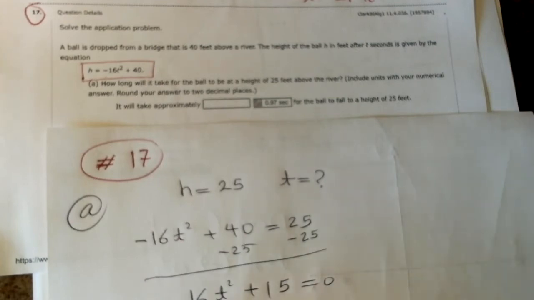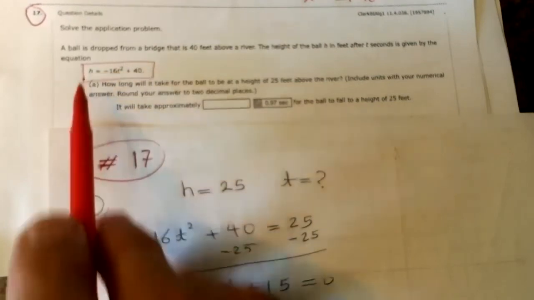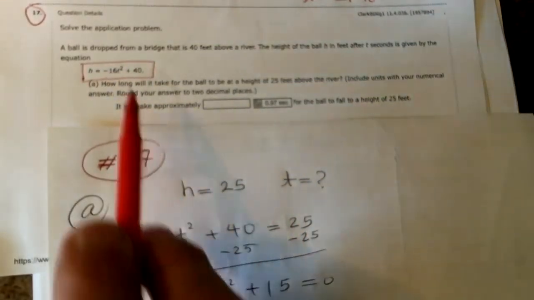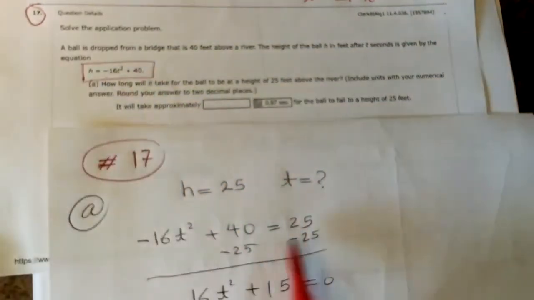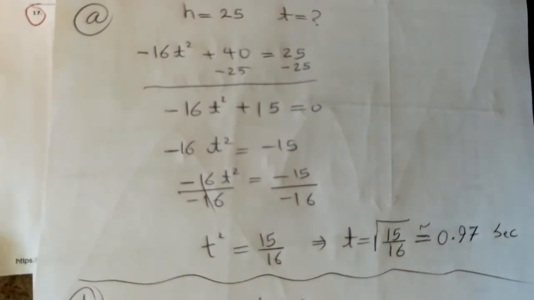Means part A, they are saying that if this side is 25, what is the value of t? So what you do is you write this is equal to 25, and then you solve it to find the t value. Okay. So you could copy that. It's all just solving the equation.